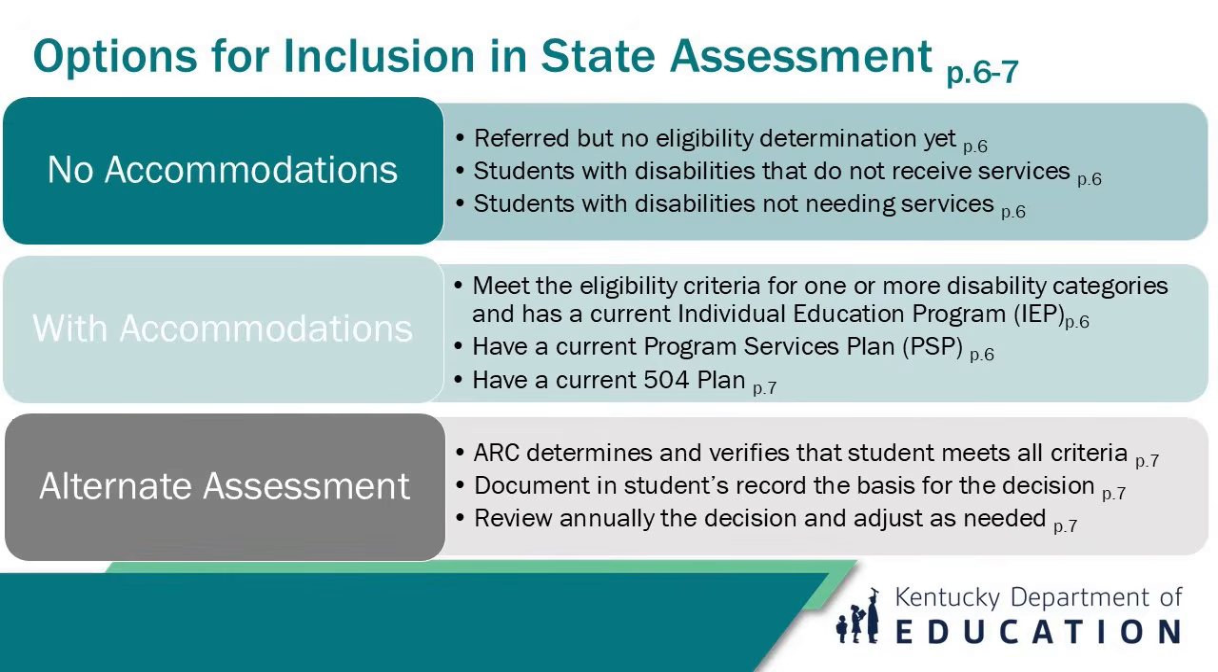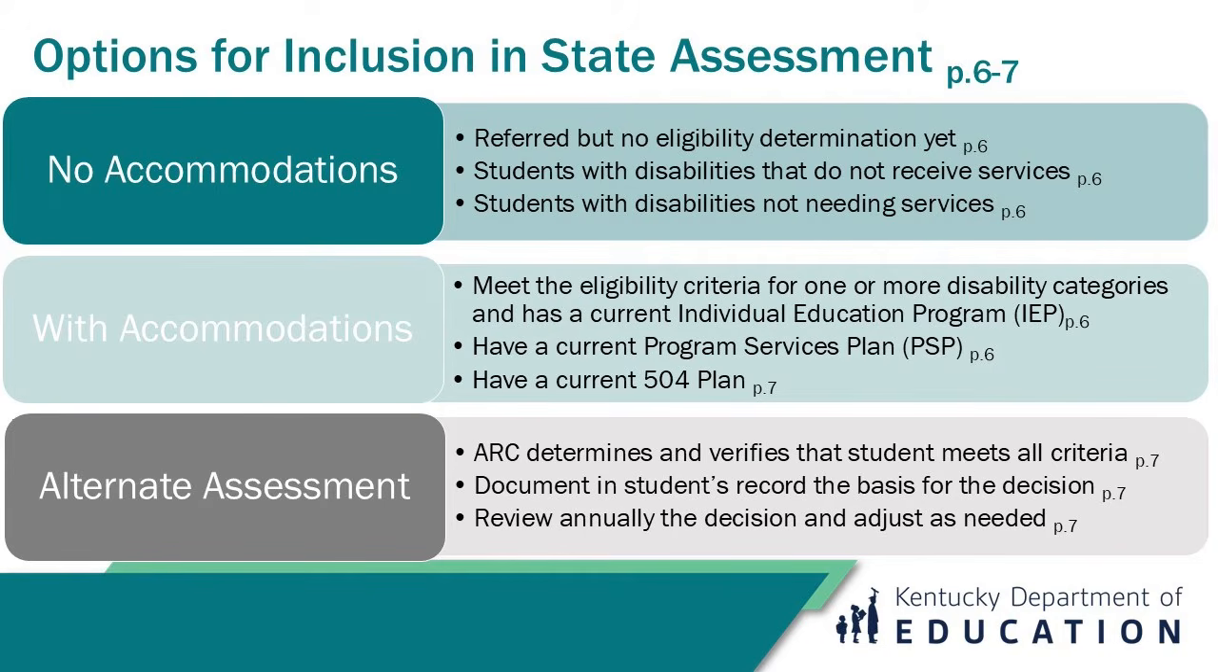A student's IEP team or Admissions and Release Committee, ARC, must meet annually to determine a student's least restrictive environment and learning plan. The team will use data-driven results, observations, formative and summative assessment, as well as other determining factors to place a student and determine accommodations for state assessments. There are 3 options for inclusion in a state assessment.